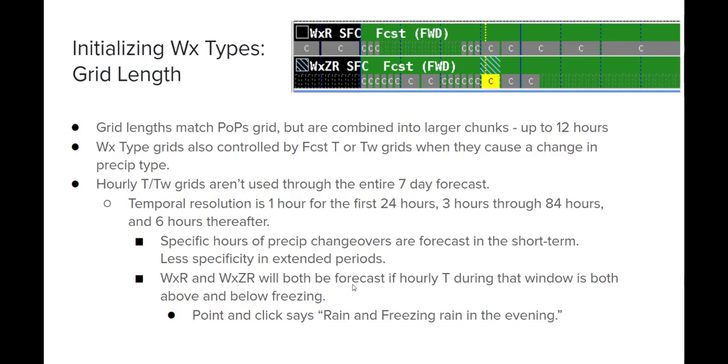In the case of a switch from rain to freezing rain in the extended forecast, both WXR and WXZR will be forecast for the same grid at the same time if the hourly temperature in that window is both above and below freezing. This will give the point and click forecast rain and freezing rain in the evening.